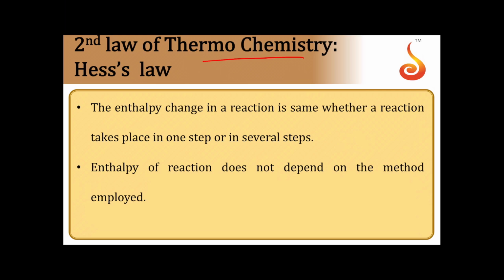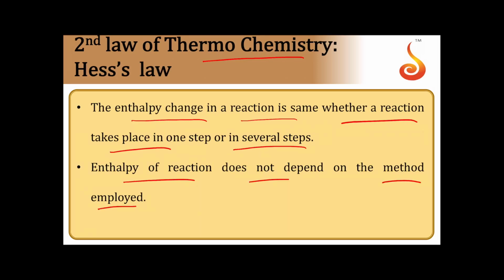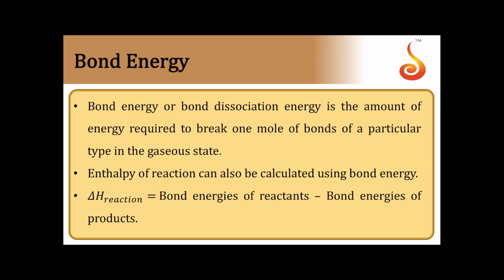Enthalpy change in a reaction is the same whether the reaction takes place in one step or in several steps. So enthalpy of reaction does not depend upon the method employed. Enthalpy change is a state function, hence it doesn't depend upon the intermediate steps. This statement itself is called Hess law of constant heat summation.